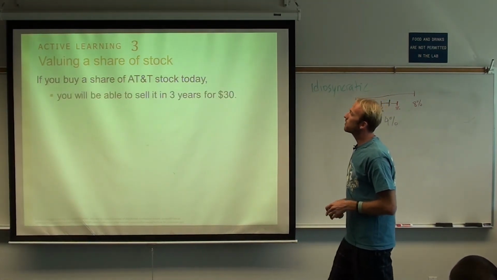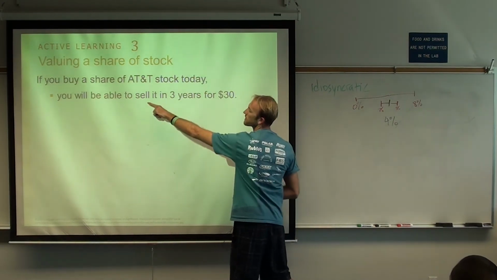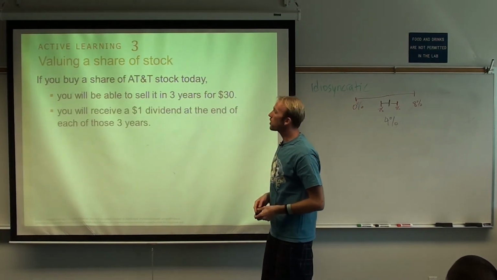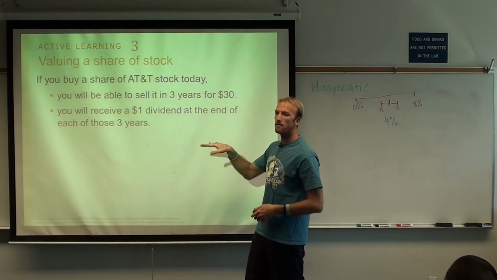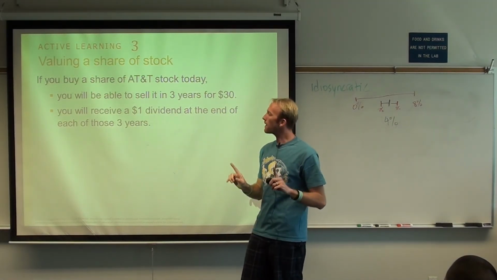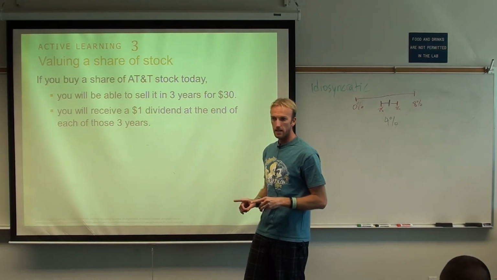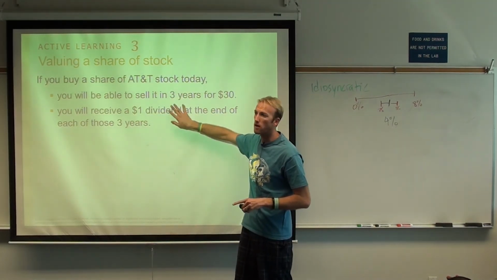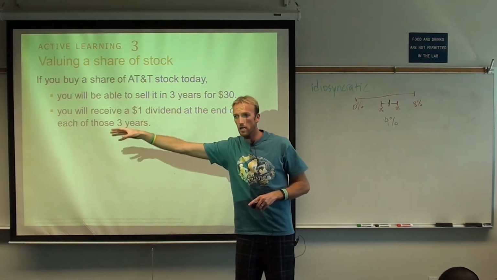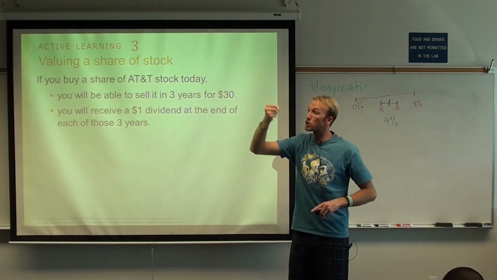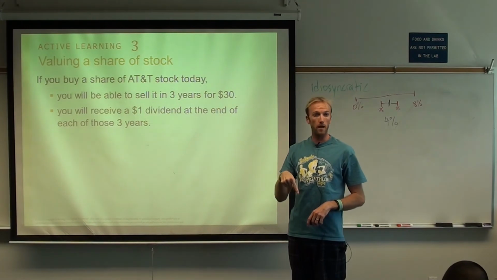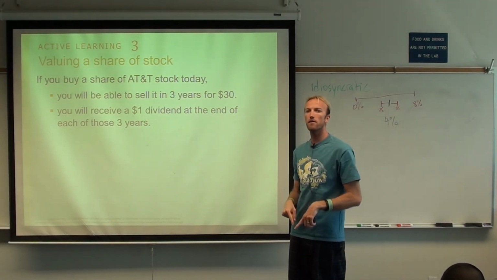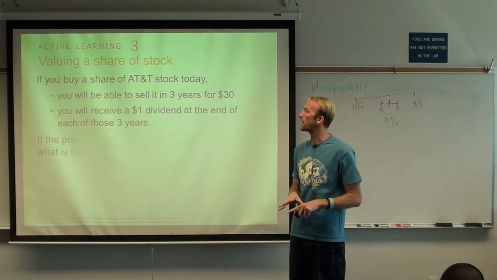And so here's the first thing. You'll be able to sell it for $30 in 3 years. And also, you'll get a $1 dividend at the end of each of those 3 years. So what I want you to do is, these are all future dollars, right? These are all future dollars. What I need you to do is go reach out there and grab those future dollars, turn them into today's dollars. You know how to do that. I just taught you. Okay? And then compare it to the share price of the stock today.